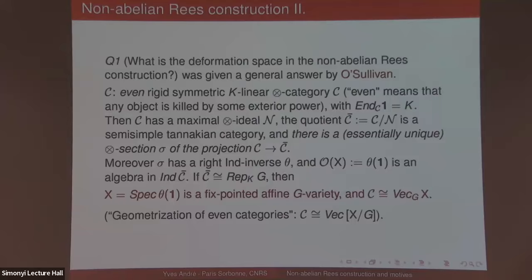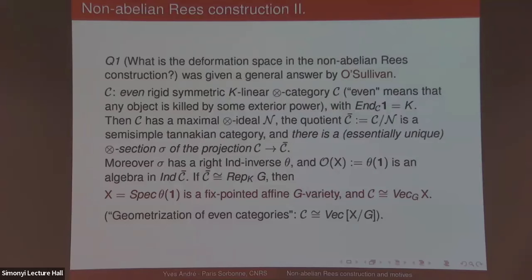And moreover, I require that the morphism of the unit object is just K. So this is a general result. Such a category has a maximal tensor ideal, and we take the quotient of C by the maximal tensor ideal. The quotient has the same objects, but just the morphisms are different. It is always a semi-simple Tannakian category.